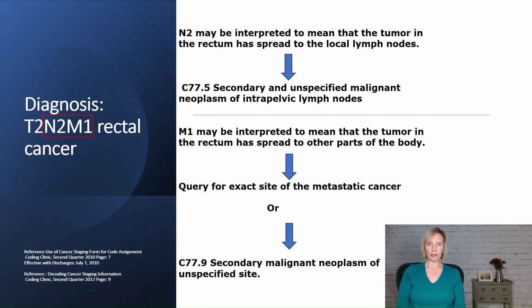While the M1 designation indicates the presence of metastasis, it does not indicate the exact location of the mets. So best practice would be to query the physician to clarify the location of the mets. In cases where this is not possible, it would be permissible to assign the code for secondary malignant neoplasm of unspecified site. So that's it for today's quick tip.